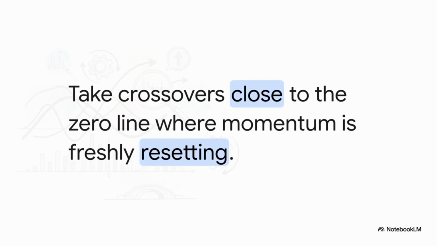Now, once you know your direction, you're looking for a MACD crossover for your entry. But here is the real secret sauce. You only want to take crossover signals that happen close to the zero line. Why? Well, because a crossover that happens way up high or way down low usually means the move is already overextended. You're late to the party. A crossover right near the zero line means momentum is freshly resetting. You're catching the very beginning of the next wave.